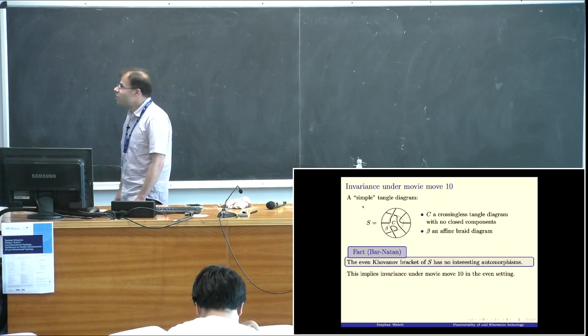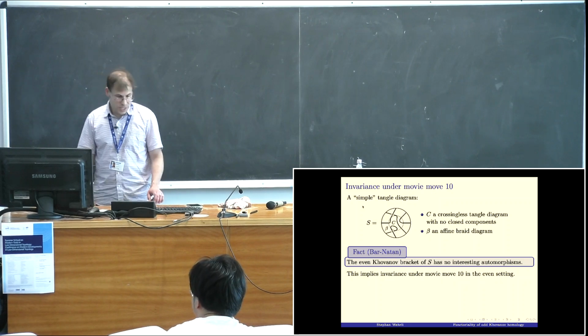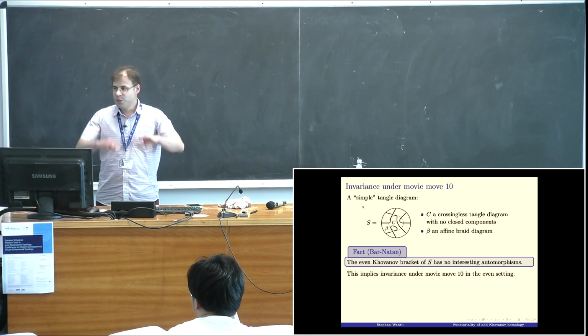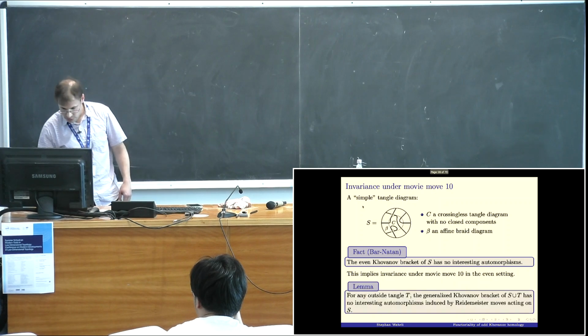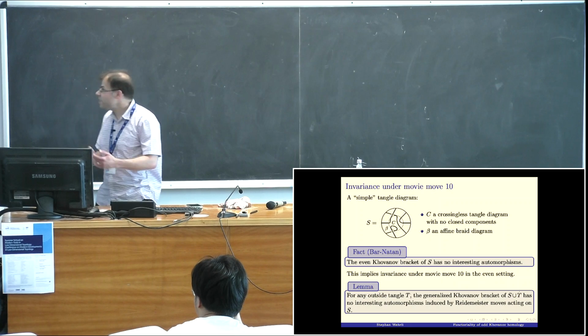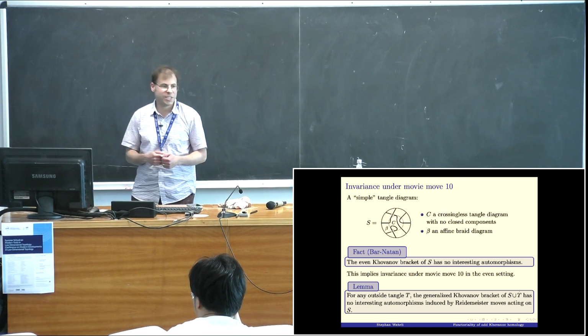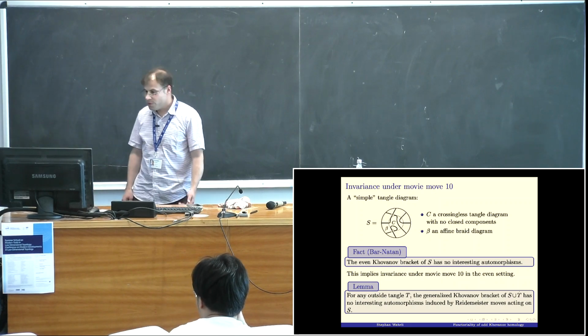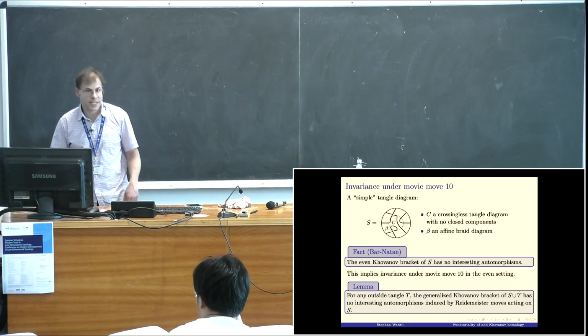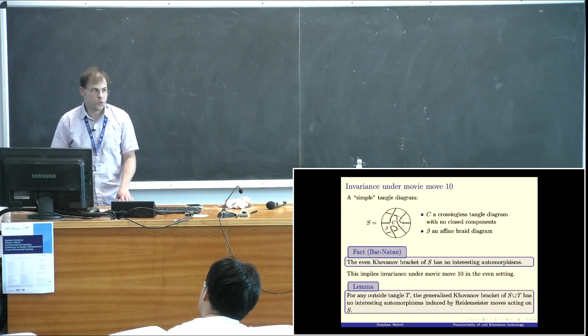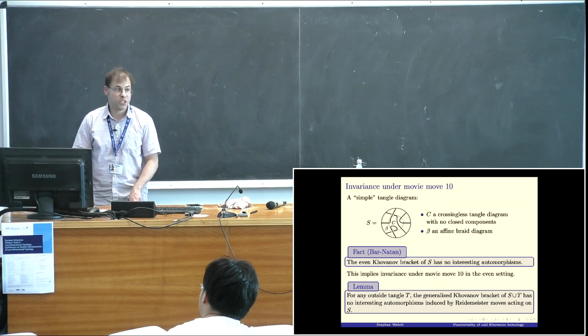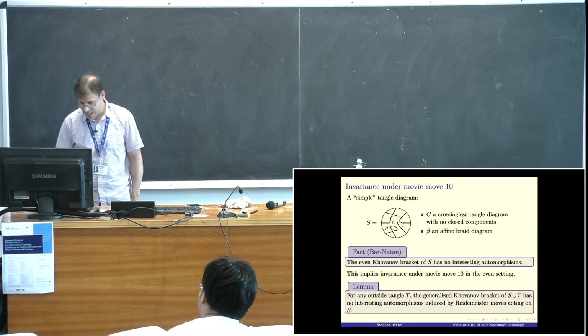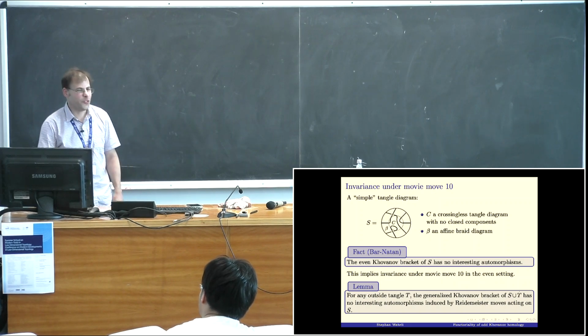So what do we do? We start with such a diagram S, and then we close it up to a link diagram by putting any tangle T on the outside. So we look at the link diagram of the form S union T, where T is the outside tangle. This tangle could be complicated. It could have lots of crossings. What we can show is that the generalized Khovanov bracket of S union T has no interesting automorphisms that are induced by Reidemeister moves that act on S. The argument is a bit technical, but I want to outline it because I want to convince you that we do have a proof of functoriality.